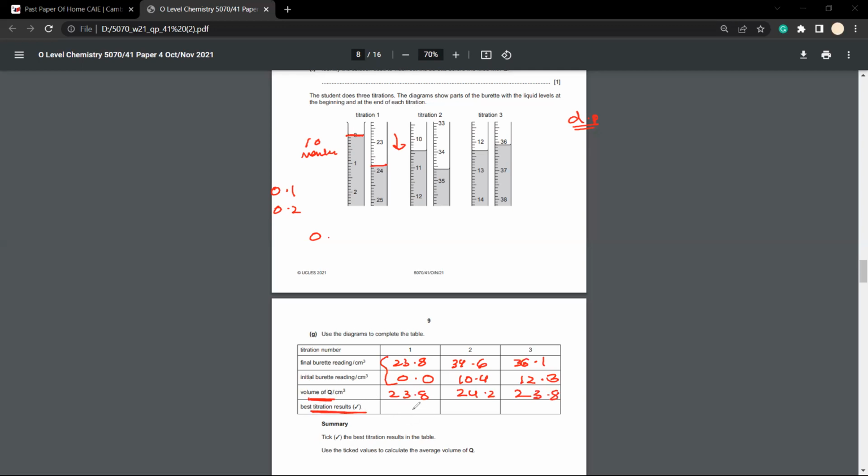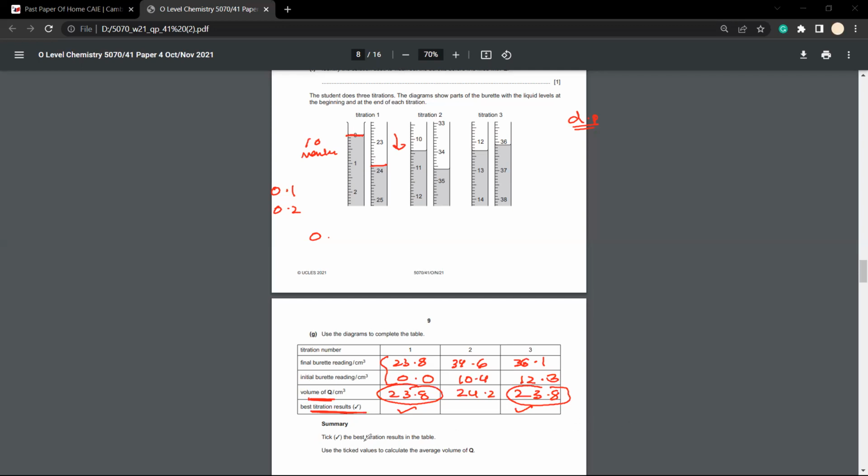mark the best titration. So best titrations are the one which are close together. So my best titrations are basically these are extremely close, or they are absolutely same. So these are my best titration results. So I'll be putting a tick under the best titration result.